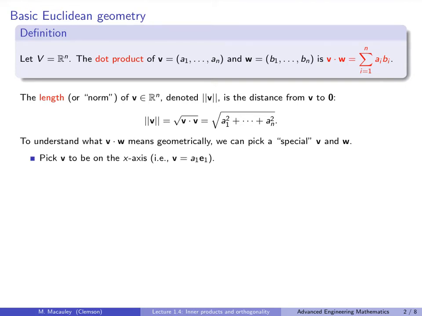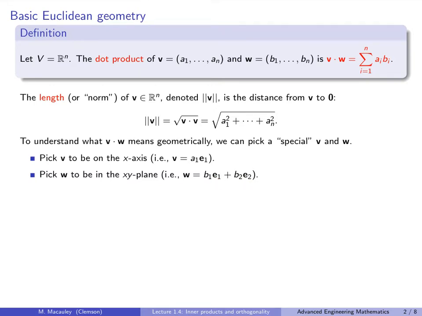First of all, we'll pick v, in n-dimensional space, to lie on the x-axis, or if we prefer, we can call this the x1 axis. So it's some scalar times e1, and recall that e1 is just the vector of all zeros except a 1 in the first coordinate. Next, we'll pick w to be in the xy plane, or maybe the x1, x2 plane if you prefer. In other words, w is going to be a linear combination of e1 and e2.